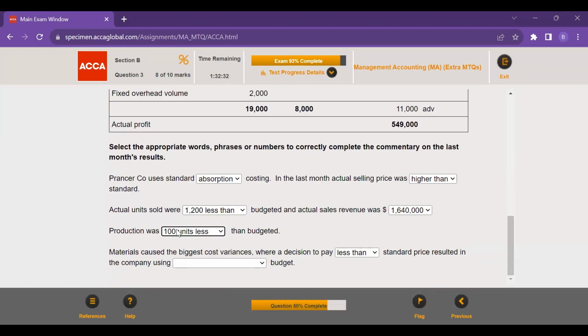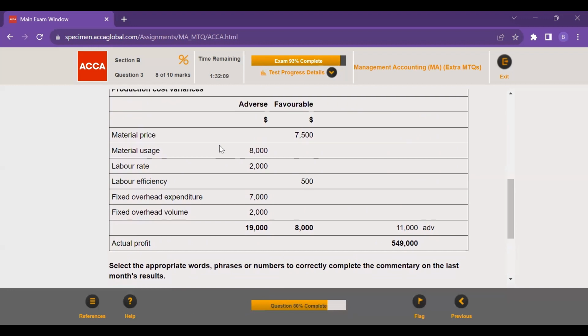Now, in using dash budget, which budget, what are the options that we have over here? 320 kg less, 320 kg less than flexed, more than flexed, or more than original. So how will we work out our answer over here? We will first look at the material usage variance. The material usage variance that we have over here is adverse. So when it is adverse, it tells you that you have used more materials than you were supposed to. This is again measured on your standard cost.